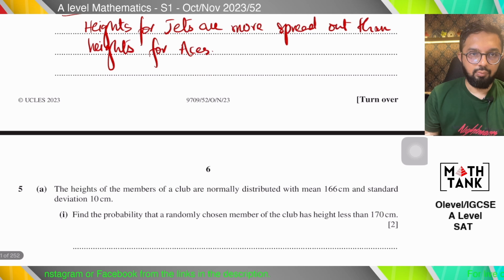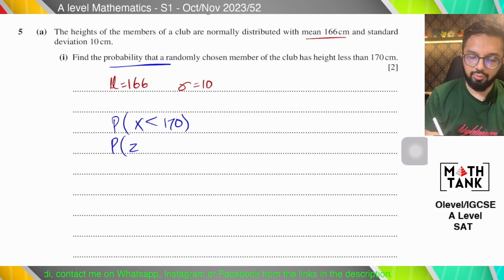Okay. The heights of the members of a club are normally distributed with mean 166 and standard deviation 10. Find the probability that a randomly chosen member of the club has height less than 170. This looks like a very simple question. 0.4. That's 0.6554. Yep. Round off to three significant figures.